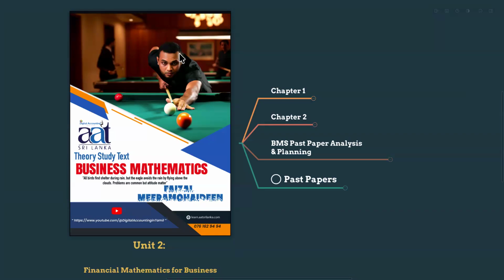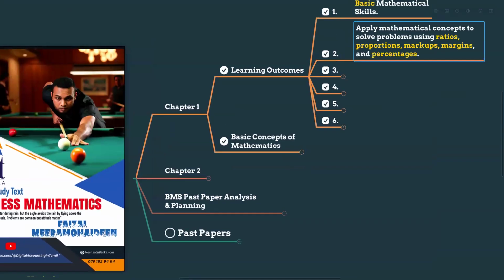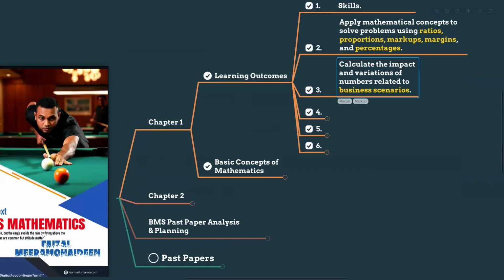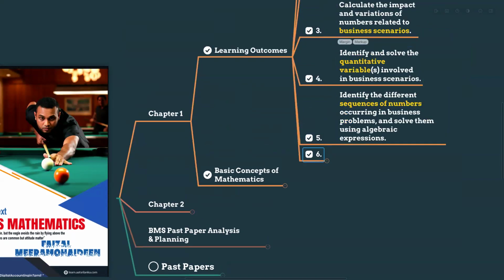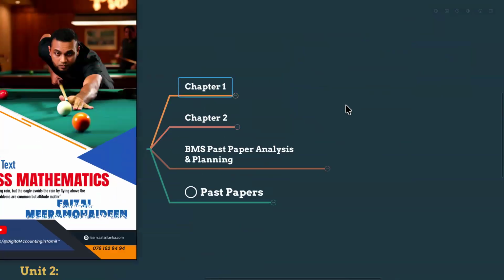So we are in the business mathematics subject, and all of you know we have already completed chapter 1, the basic concepts of mathematics, where we obtained knowledge about basic mathematical skills like factorizing, solving simple equations, and solving problems related to ratios, proportions, markups, margins, and percentages, right? And we learned about sequences of numbers, the importance of geometric as well as arithmetic equations and inequalities. So we have tested our knowledge with the relevant past papers.